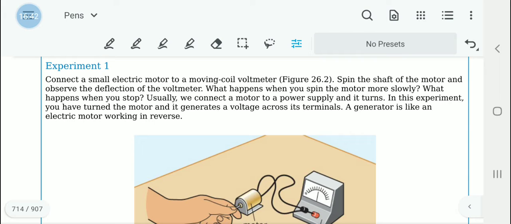This is because the magnets inside the motor have a field which is cut by the coil of the motor, which induces an EMF and makes a current flow through the complete circuit.